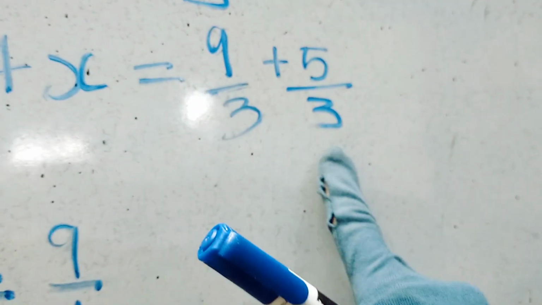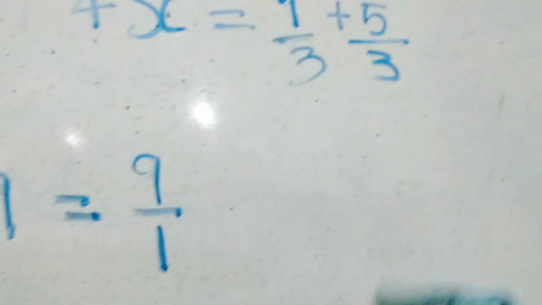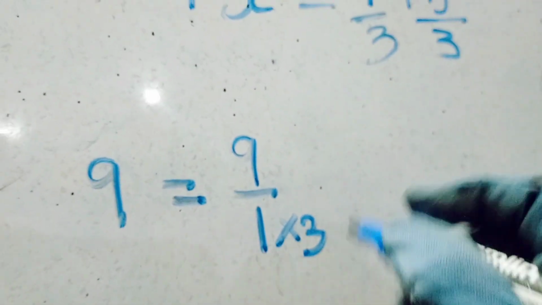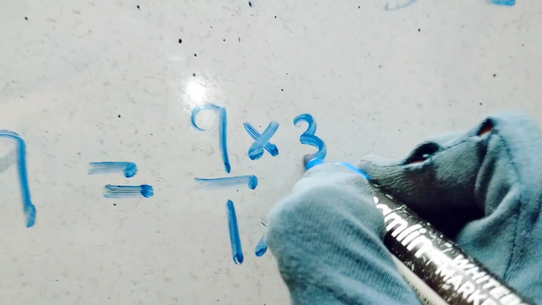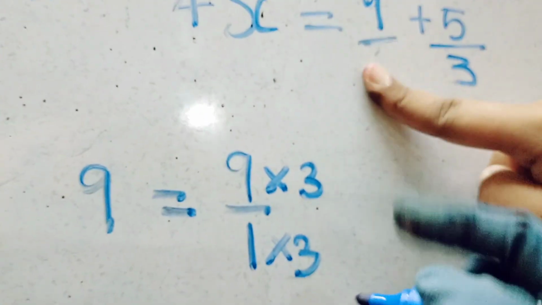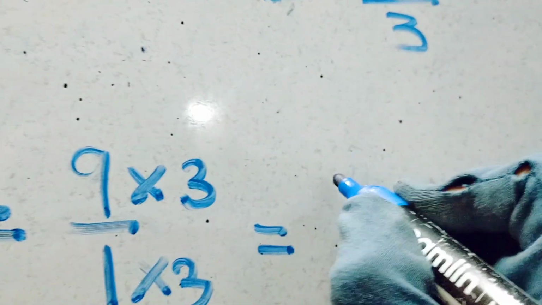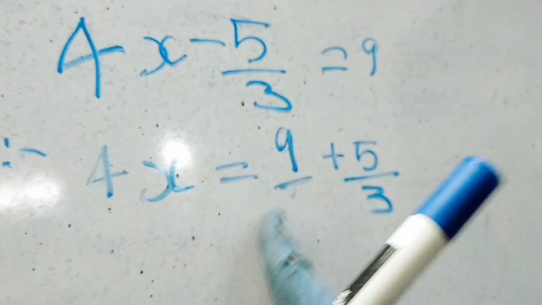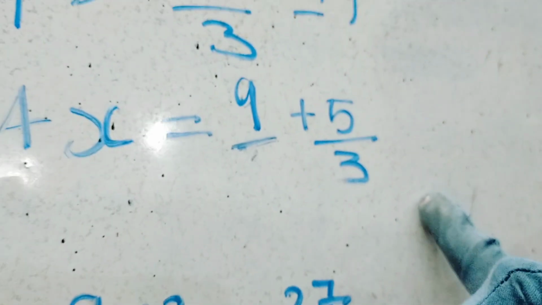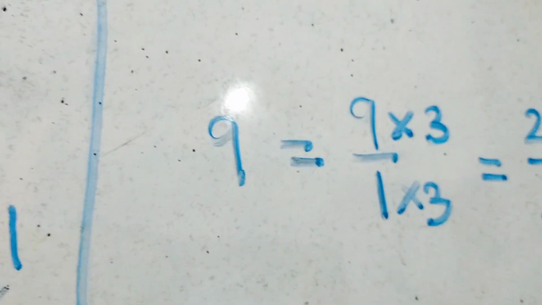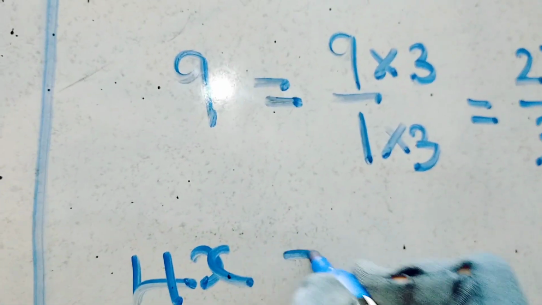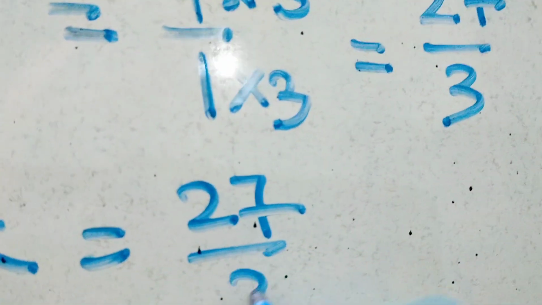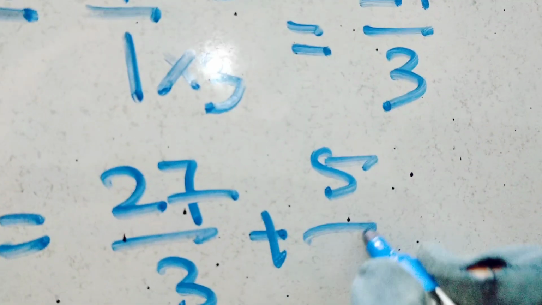So what is the LCM? We have 3. You have to multiply the denominator by 3 and multiply the numerator also by 3, so that we get the common denominator. So 9 threes are how much? 27 by 3. So the whole number 9 is converted to 27 by 3. So now 4x is equal to 27 by 3 plus 5 by 3.